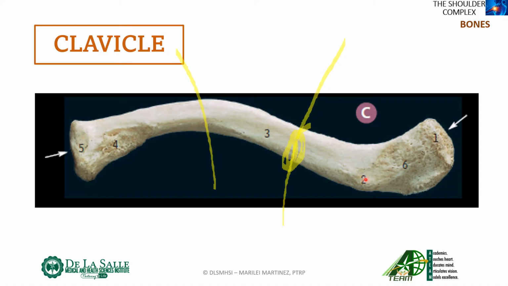Then next we have a tubercle on the lateral side of the clavicle, specifically your conoid tubercle, which serves as an attachment of the conoid ligament. And around this area is your trapezoid line, which is also an attachment for your trapezoid ligament. So all the ligaments that I have mentioned will be further discussed on the joints of the shoulder complex.